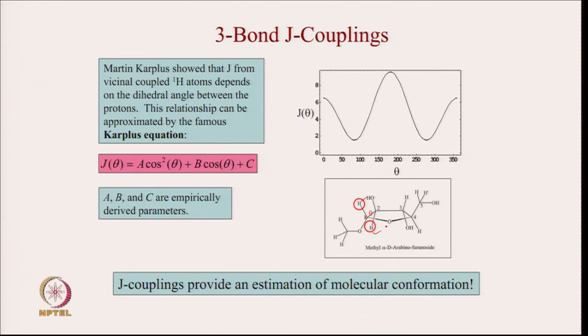So, Martin Karplus showed that J for vicinally coupled protons depends on the dihedral angle between the protons, and this relationship can be approximated by the famous Karplus equation, and the J value is given by A cos square theta plus B cos theta plus C, where A, B, C are empirically derived parameters, and this is very important if you want to estimate the molecular conformation.